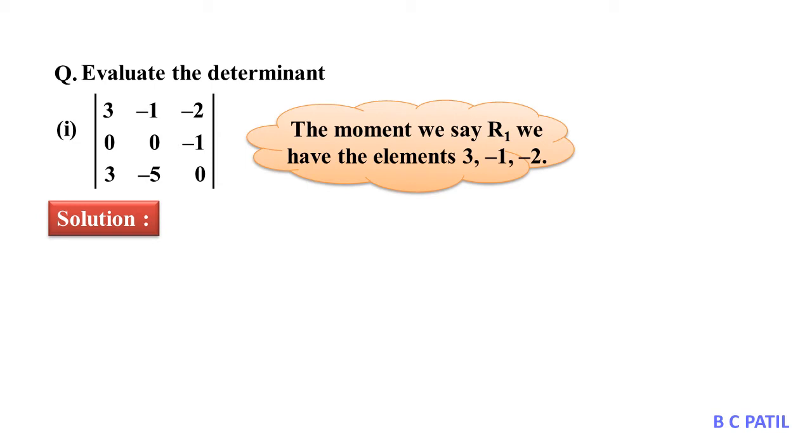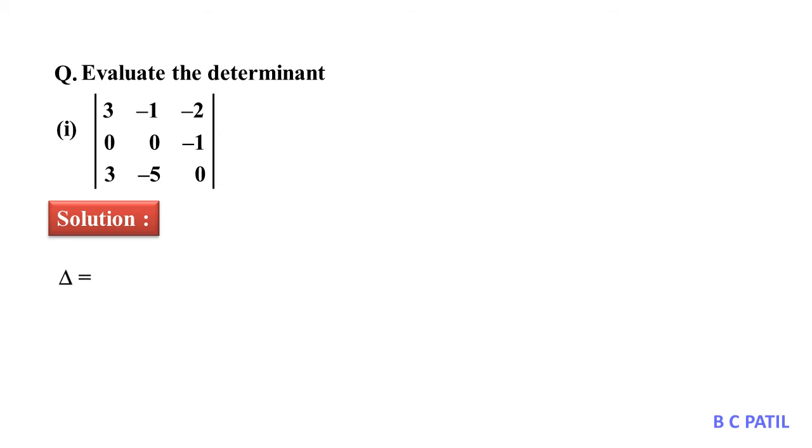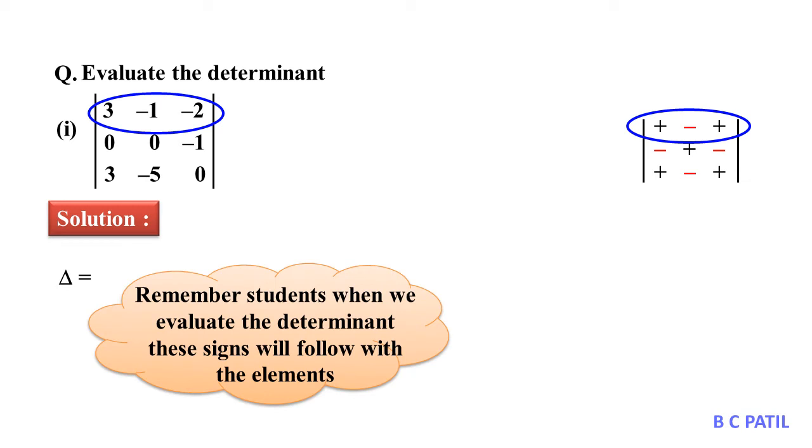Here the R1 elements are 3, minus 1, minus 2. Remember, when we evaluate the determinant, this sign pattern will follow with the elements. If you are expanding along R1, you have to follow plus, minus, plus. Along R2, minus, plus, minus. R3, plus, minus, plus. Suppose you are expanding along C1, we follow plus, minus, plus. Along C2, minus, plus, minus. Along C3, plus, minus, plus.